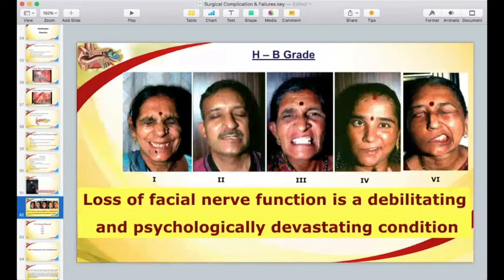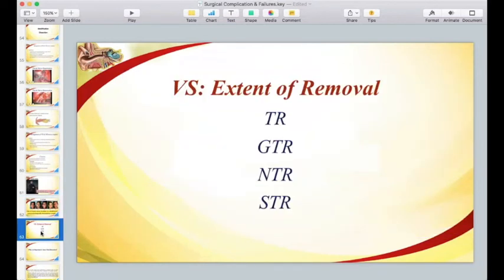This lady is lucky, she's completely all right. This gentleman has got a grade 2 paralysis. You can see all these pictures are on the right side. This is a little more paralysis. This is grade 4 weakness, and this is complete interruption of the facial nerve with the eye becoming completely affected. So you can have varying House-Brackmann grades. Then total removal, gross total removal, near total removal, subtotal removal. These are the extents of removal.